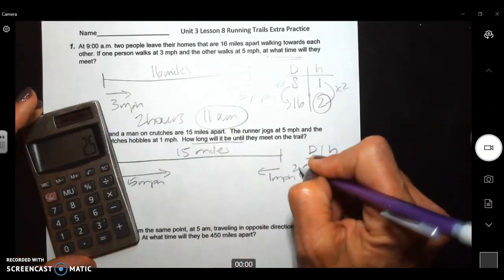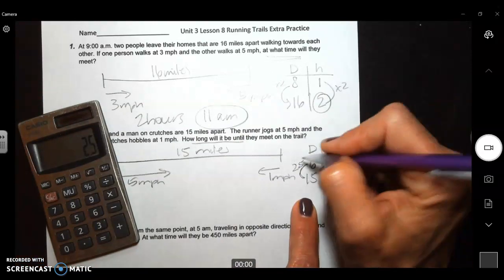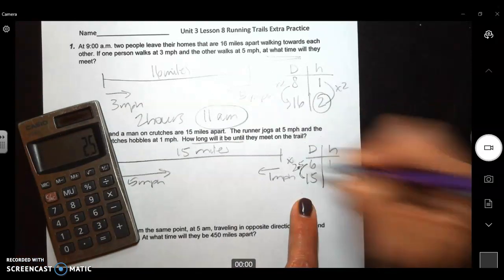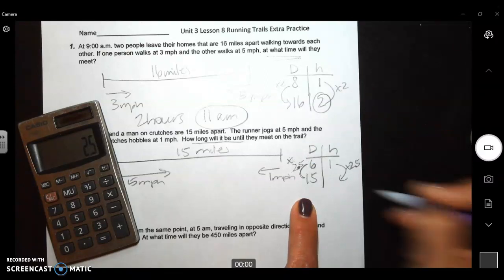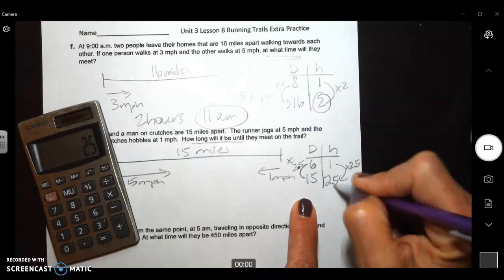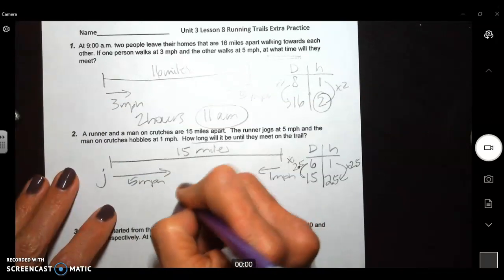So I know that I'm going from 6 to 15, I'm getting bigger. So that would be times 2.5. And 1 times 2.5 is 2.5. So the time it takes them to go 15 miles is 2.5 hours.